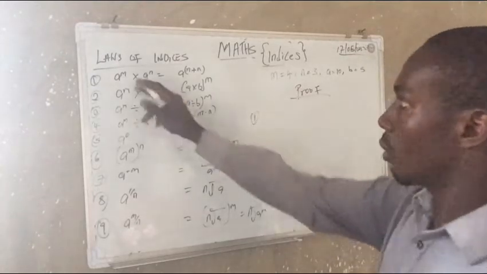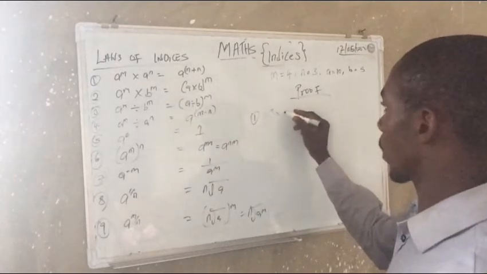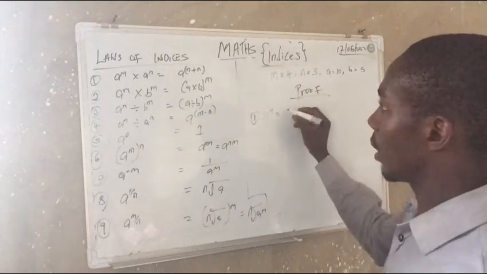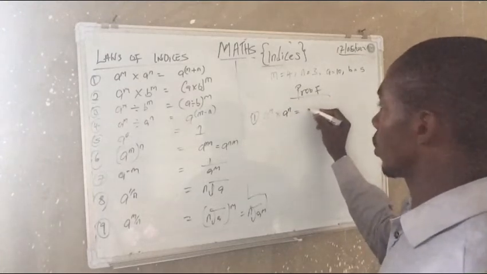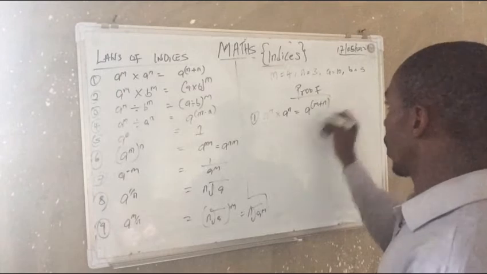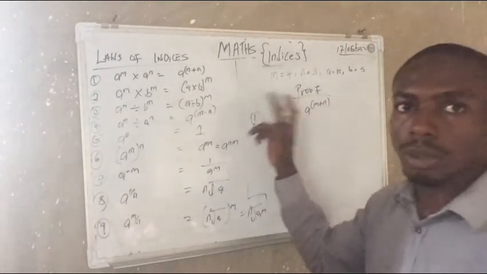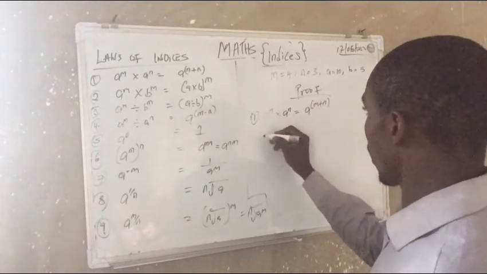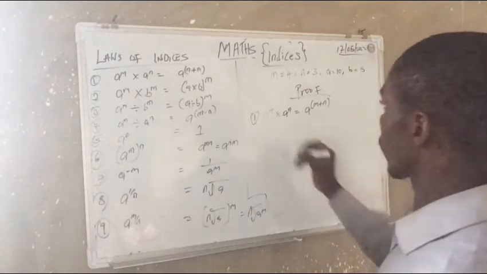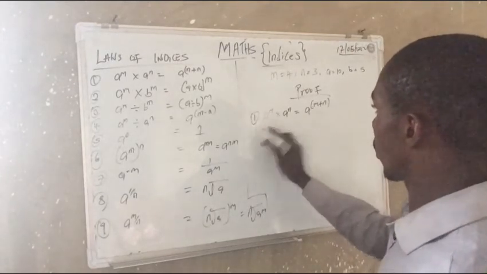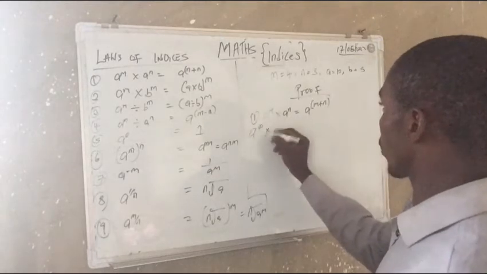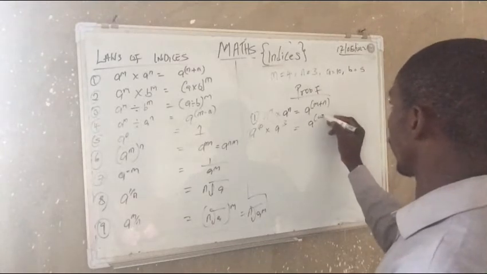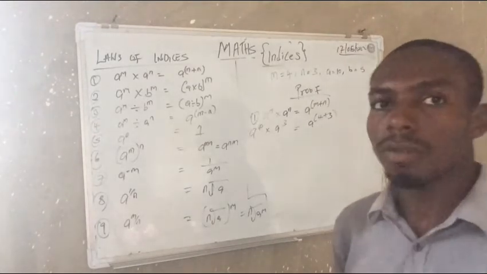Now proving 1, we say that a raised to the power m multiplied by a raised to the power n is equal to a raised to the power m plus n. Now I say that my m is equal to 4, and my n is equal to 3. So that means a raised to the power 4 multiplied by a raised to the power 3 is equal to a raised to the power 4 plus 3. Let us check if that is true.